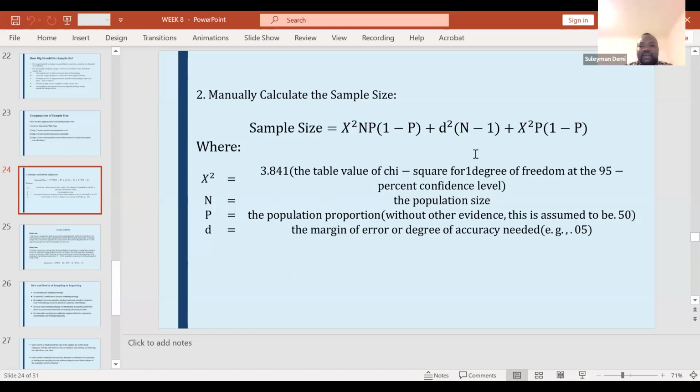And then the D, this is the D square. The D is the margin of error you want to use. So assuming you want 1%, 10% or 5%, then you put it there. Then you do the calculation, the math, it will give you the answer.